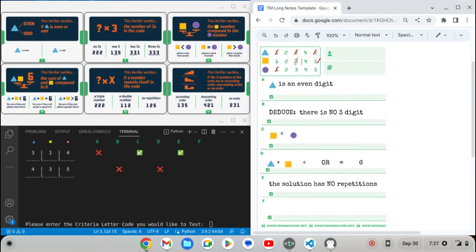So the 1 in square and the 1 in circle. Well, that should help us a bit. Okay, so we have no 3s, and were we safe in deducing that there should be no order? I believe yes.